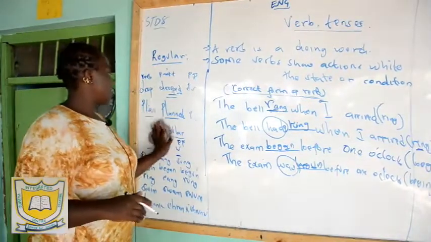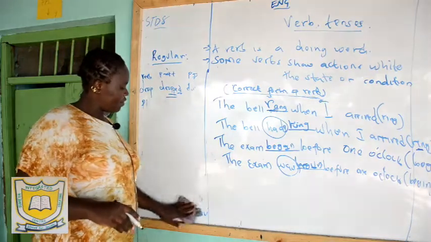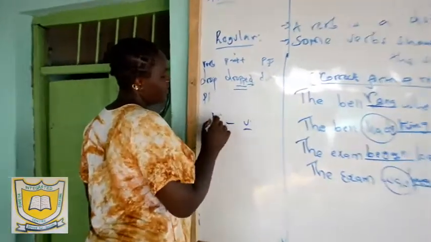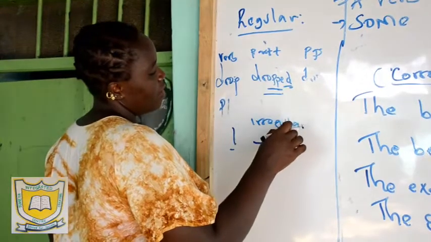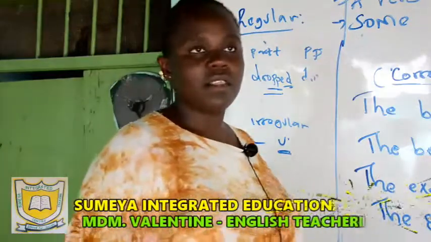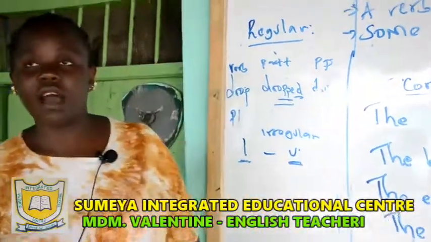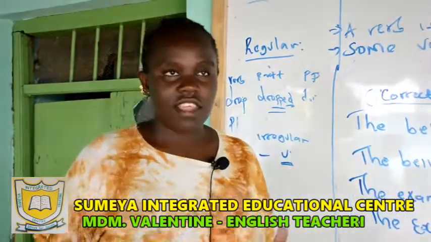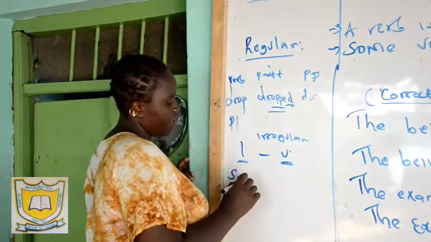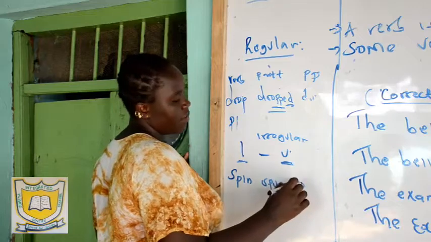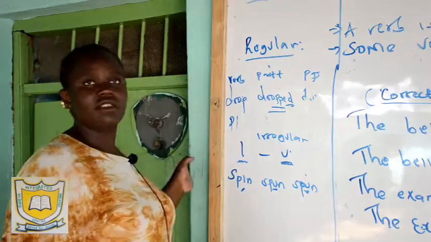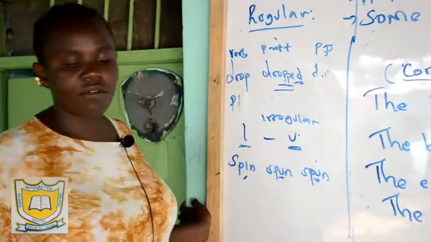Now, we also have those irregular verbs that change from I to U in their past tense. We are still on irregular verbs. We also have those ones that change to U in the past tense and U in the past participle. And I know the question will be, how do I use this in a sentence? You will see the difference when they have this in a sentence. For example, number one, you can have spin. Past tense is spun. Then past participle is also spun.